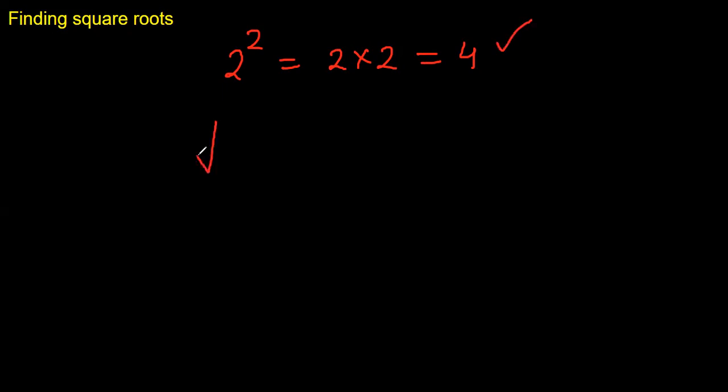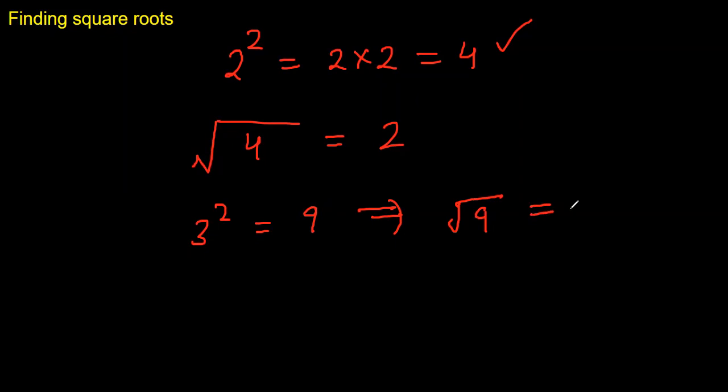We use this sign, square root of 4. That is, you have to find the number whose square is 4. So we know because 2 into 2 is 4, 2 square is 4. So the square root of 4 should be 2. Another example, you see the square of 3 is 9. Well, this implies square root of 9 is 3, and so on.